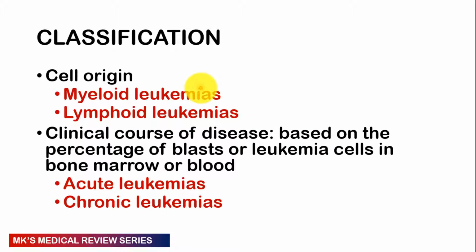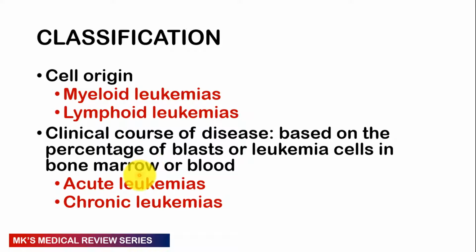So how then do we classify these leukemias? We can classify them in two ways. Based on their cell origin, remember that they could be of myeloid origin, so you refer to this as myeloid leukemias, or they could be of lymphoid origin, so you refer to these as lymphoid leukemia. We can also further classify the leukemias based on the clinical course of the disease, where we're going to be looking at the percentage of the blast cells or the leukemia cells in the blood or the bone marrow. They could be acute leukemias or they could be chronic leukemias.